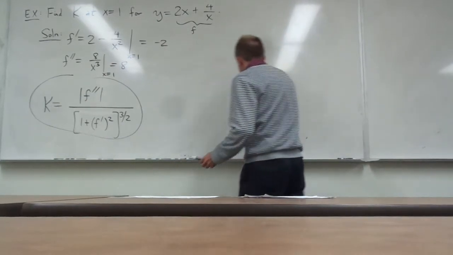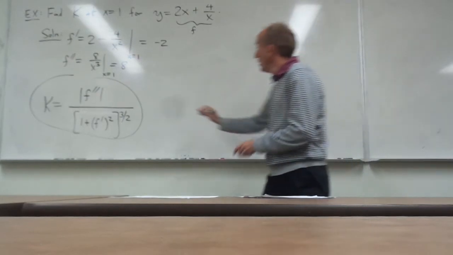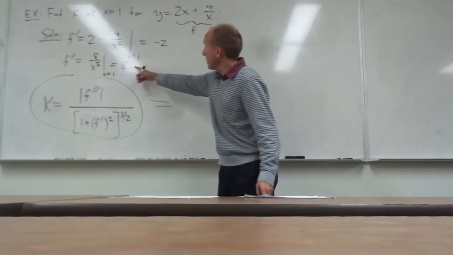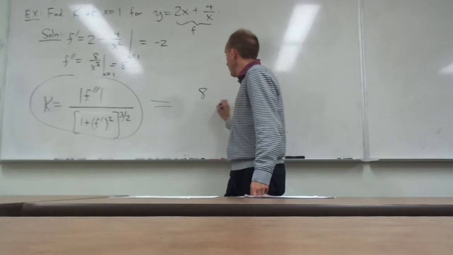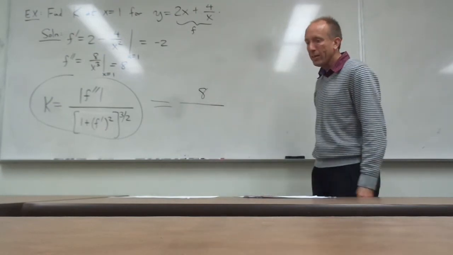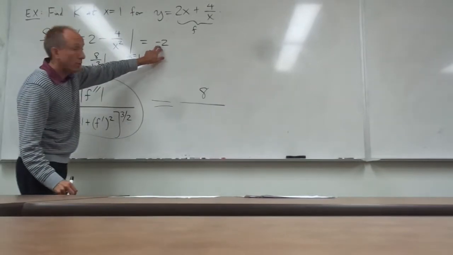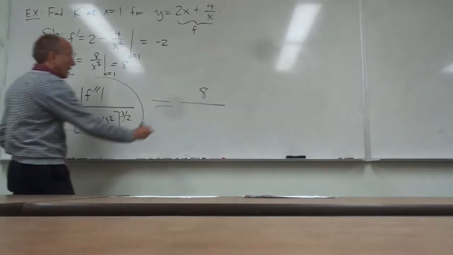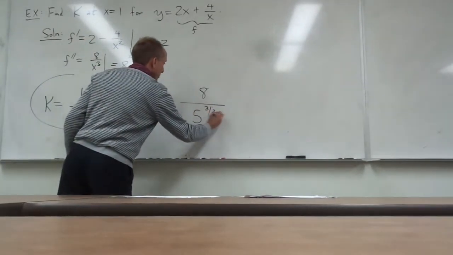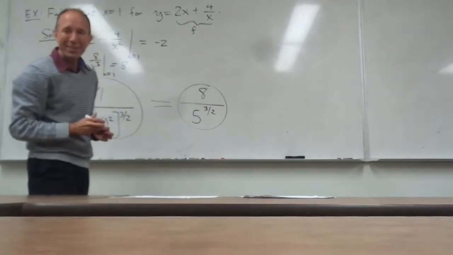Let me come over here to finish the calculation now. We're doing this at x equals 1. If I take the second derivative, which was 8, I'll put it right there. And then on the bottom, I'm going to take the f prime and square it. So negative 2 squared is 4. Add 1 to that, I get 5 to the 3/2 power. There's the answer.